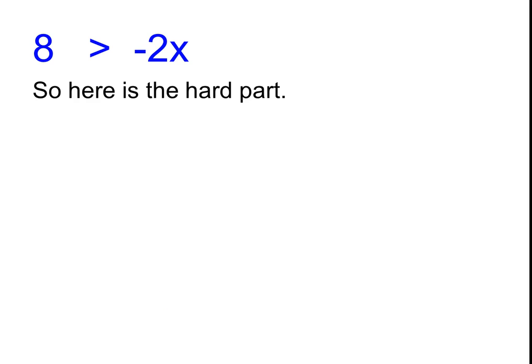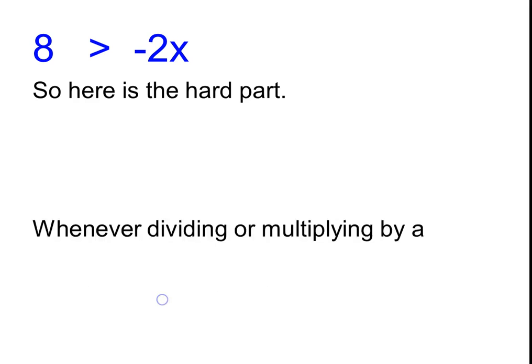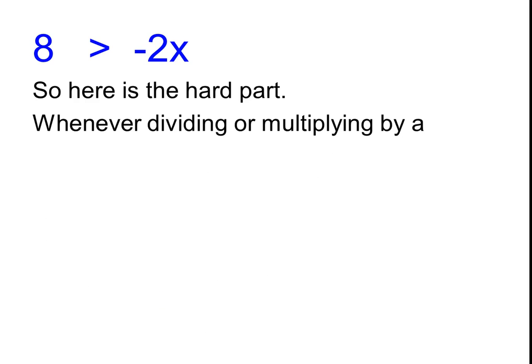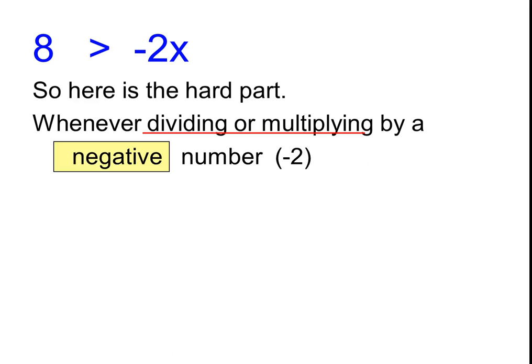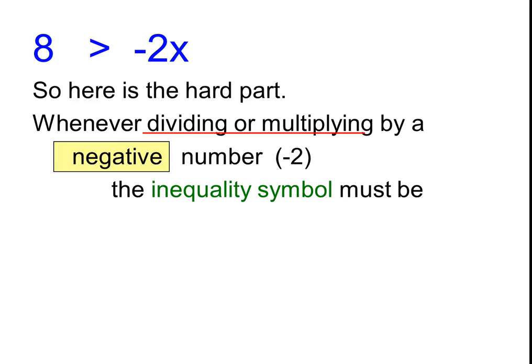Now it gets just a little bit harder because there's a very important rule that we need to remember. Whenever we divide or multiply by a negative number, not a positive number, a negative number, you need to remember something. The inequality symbol has to reverse. Because when you divided by a negative, you just jumped to the other side of the inequality sign. So when we divide by negative 2, we have to reverse the symbol. So if we had greater than, now we're going to have less than.